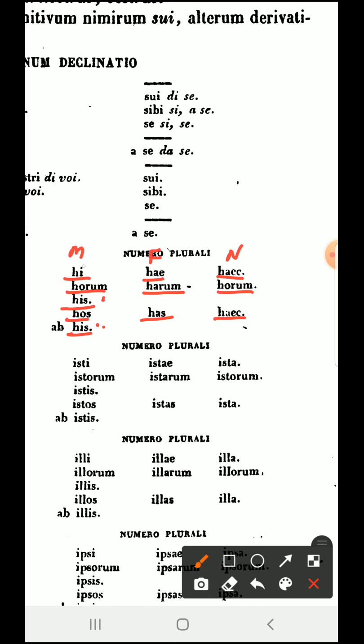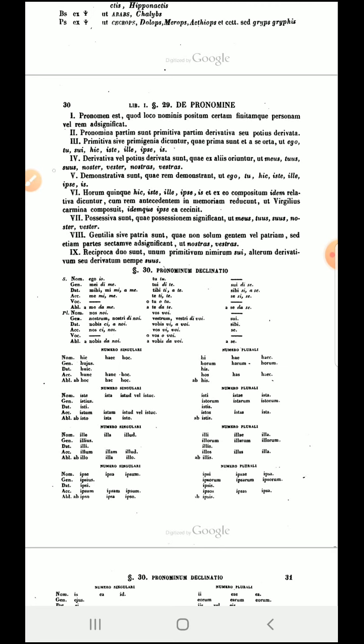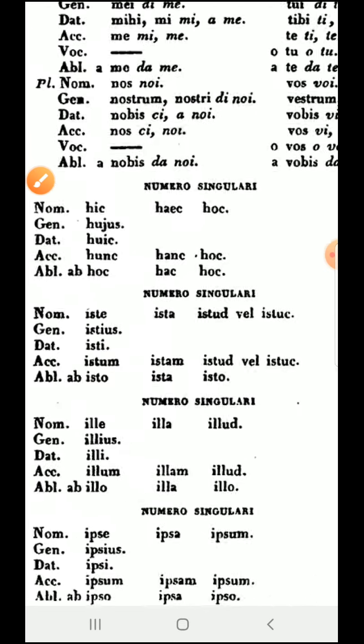So for the masculine, we have hi, horum, his, hos, his. For the feminine, we have hae, harum, his, has, his. And for the neuter, we have haec, horum, his, haec, his. That's the declension of hic, haec, hoc in the singular and now in the plural. So they are going across. We just declined hic, haec, and hoc. So I'll write hic right here. And we saw the singular and the plural forms. Okay? Now let's continue down to the next pronoun.